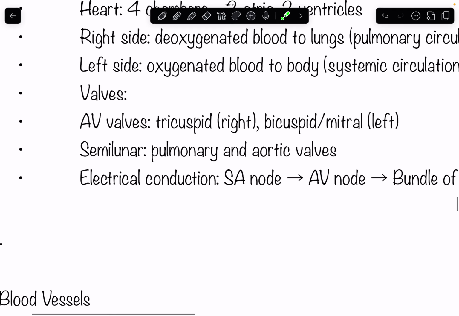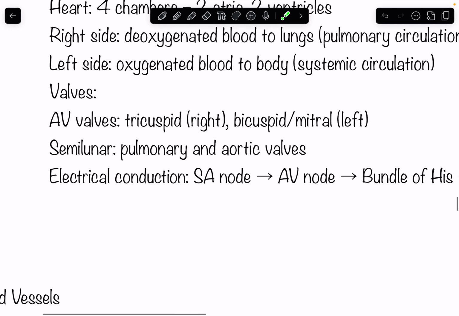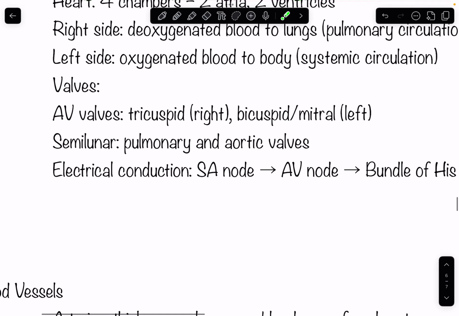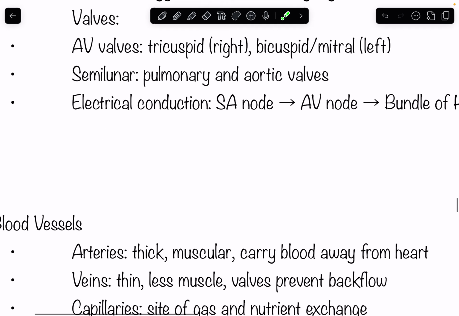So we have two different valves here. Your AV valve on the right is your tricuspid valve, and your mitral valve is going to be on the left. Then you have the semilunar pulmonary artery and aortic valves.